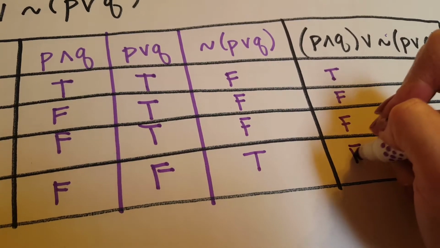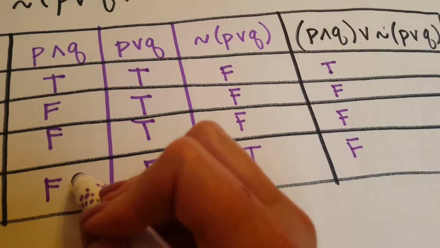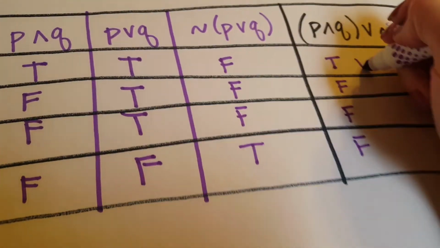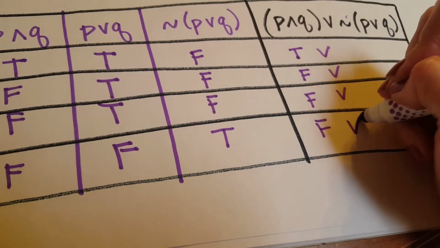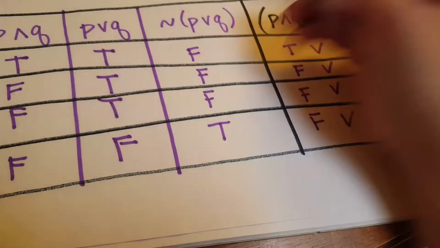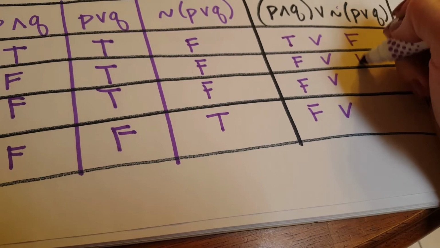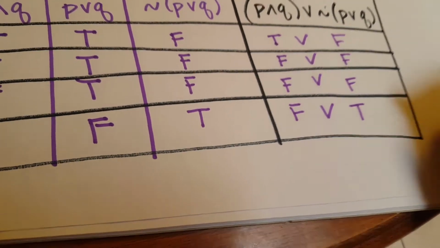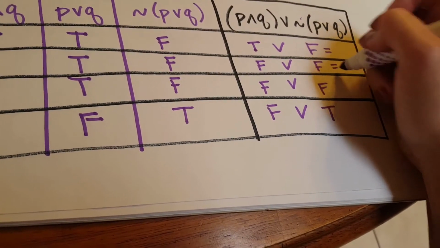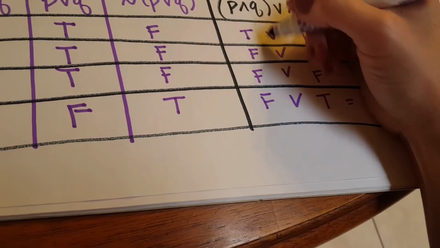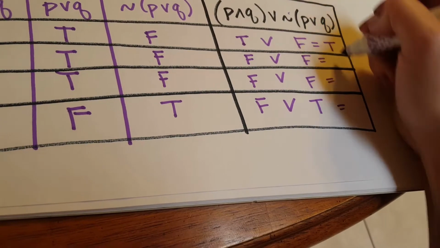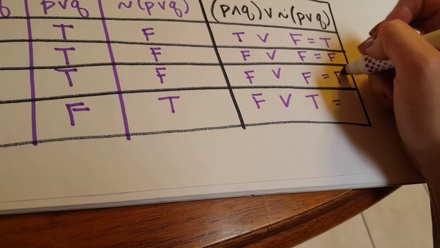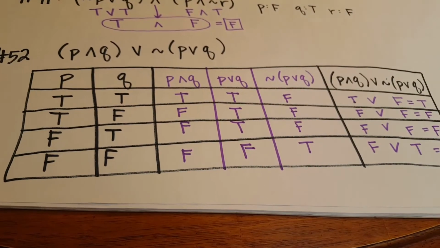So this is the column right over here. And then we're going to do or. And now the column that I just created here, which is F, F, F, T. All right, I want to know what the overall answer is. Since we're gluing it with or, I'm going to have true, false, false, true. And there's my truth table. All right, I hope that review helped.